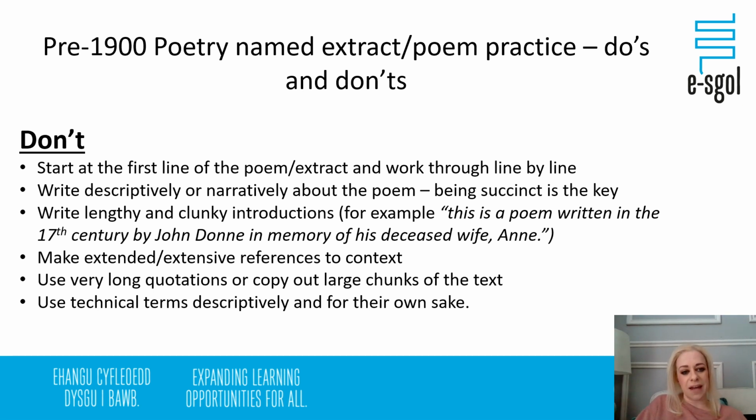Finally, the don'ts then. Don't start at the first line of the poem or extract of poem and work through line by line. We've ascertained now that that will not gain you marks and it will lead you to drift onto irrelevant things. Don't write descriptively or narratively about the poem. You have to be succinct. The examiner knows this poem. They know what the poem is about. There is no need for you to overly explain in a story format what the poem is talking about, and you're not going to get awarded marks for it.